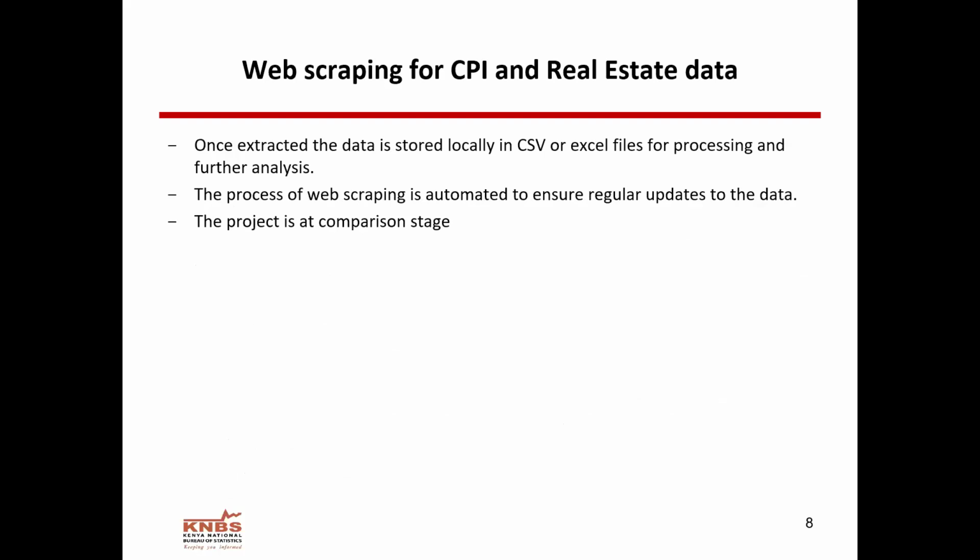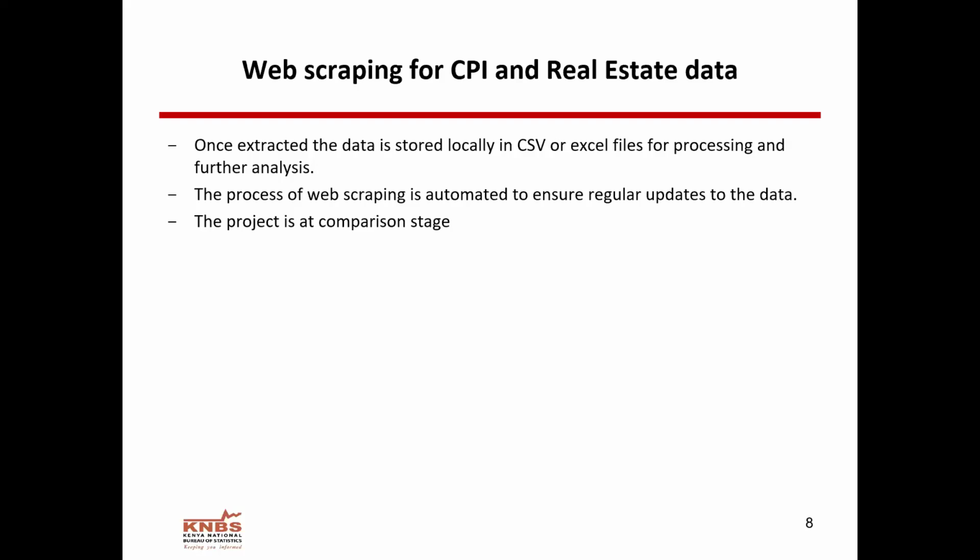And the process of web scraping is automated to ensure regular updates to the data. So basically, we web scrape between the 8th and 21st of every month, which is the period where we also do traditional data collection for CPI data. And to make sure that we do not interfere with traffic on the websites, we have automated our script. We usually web scrape at midnight. It starts from midnight every day between the 8th and 21st of every month.